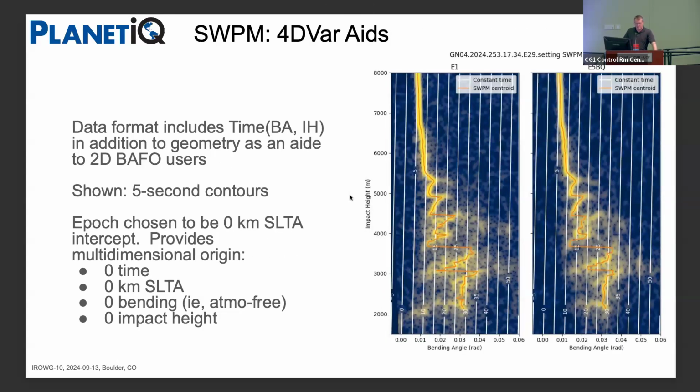Next up, we've added some aids to support 4D variational assimilation, starting with time. So every single one of those little low-pass filter coordinates has a time coordinate associated with it as well. And so we're putting those time coordinates in our files, not because we think that 5 seconds or 10 seconds really matters for 4D VAR, but because it serves as an index back into the geometry information. So when somebody is running a 2D bending angle forward operator, we think that it would be helpful for the data to meet the forward operator.